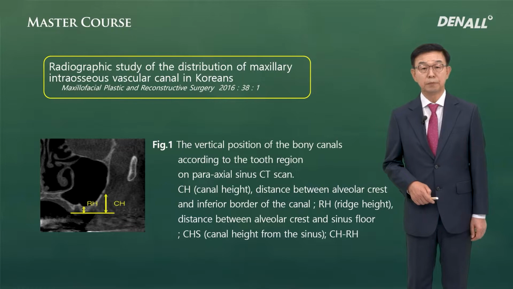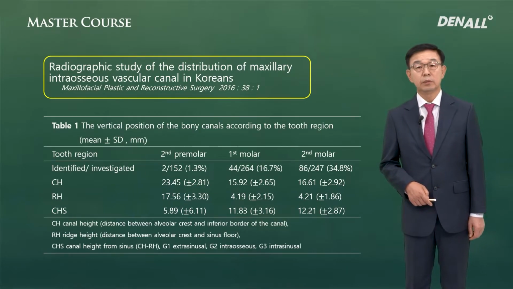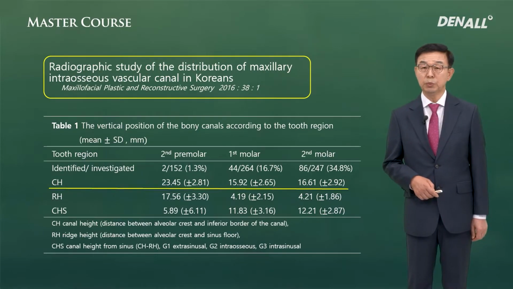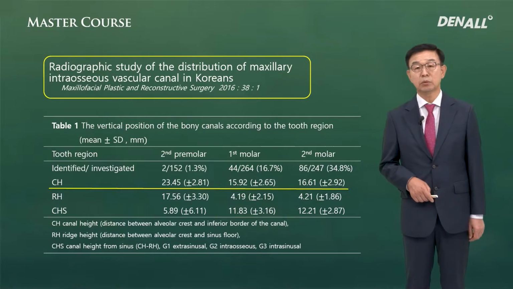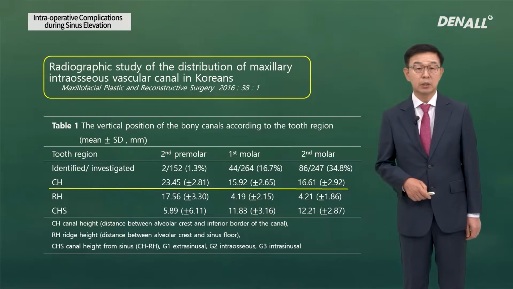If you look at the literature from Korea, from the alveolar crest, in the case of premolar, the intraosseous artery is 23 millimeters superior, and in the case of first molar, 16 millimeters superior. Second molar, around 15 to 16 millimeters superior.